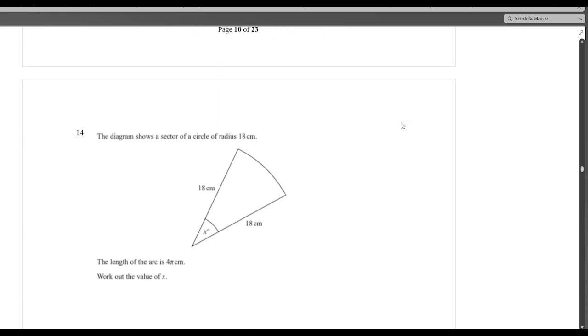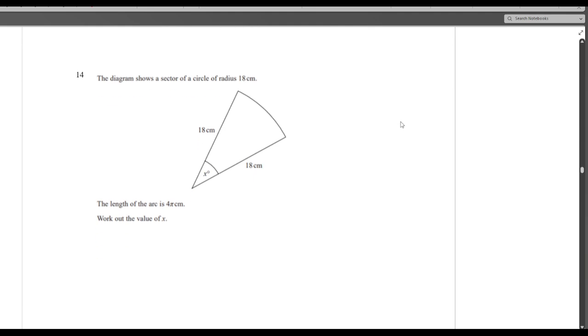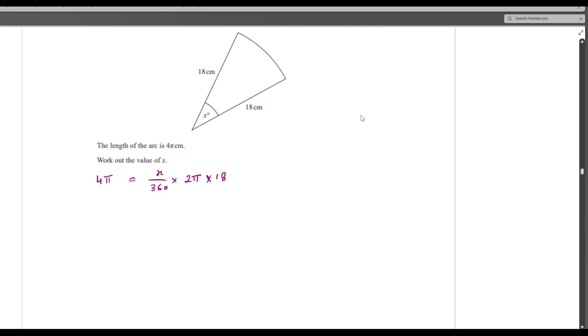Okay, next: the diagram shows a sector of a circle of radius 18. The length of the arc is 4 pi. Work out the value of x. The formula for arc length is your angle, which is x in this case, divided by 360 times the total circumference, which is 2 pi r, with r being 18 in this case. So this formula you have to simplify. Here your pi and pi will cancel, and you can cancel this 2 and this 4, so here it is 2.